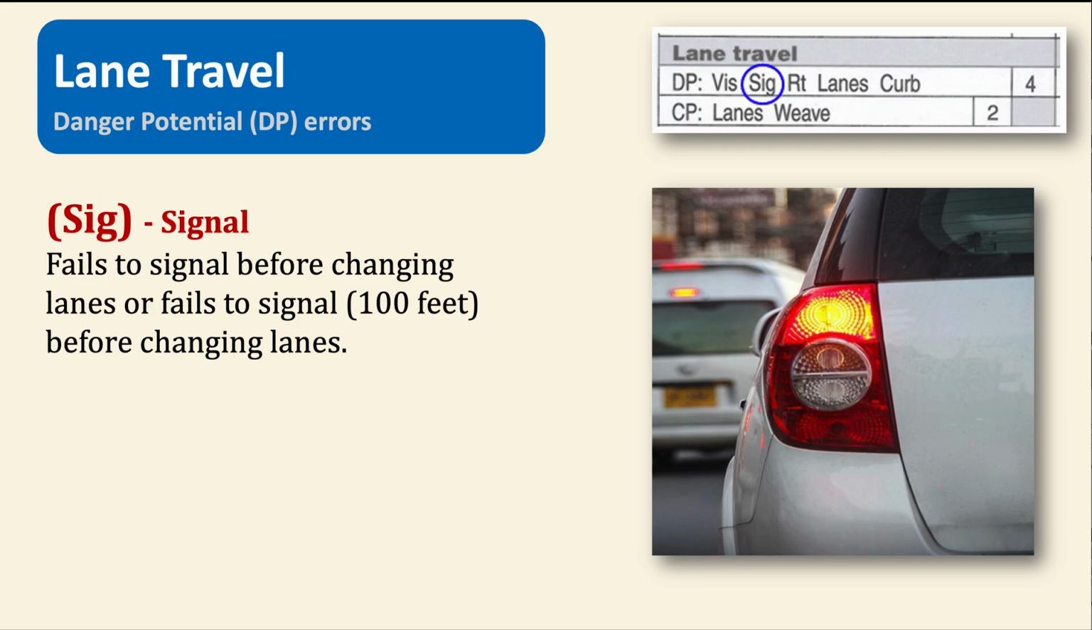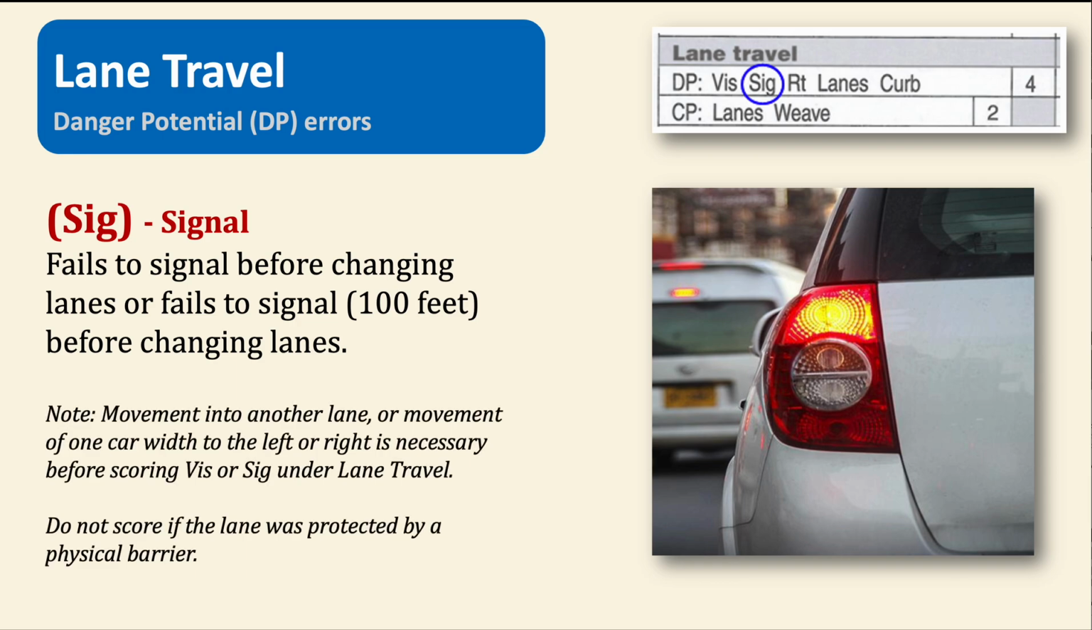So they do have to signal at least 100 feet before making a lane change or driving to the side of the road to stop, for example. Remember, movement into another lane or one car width to the left or the right is necessary before you can score this. And don't score if the lane they're moving into is protected by a physical barrier.